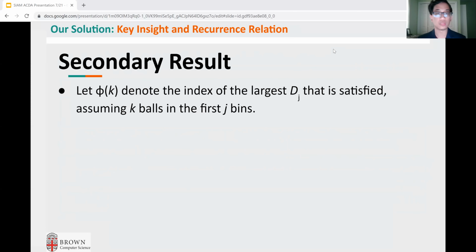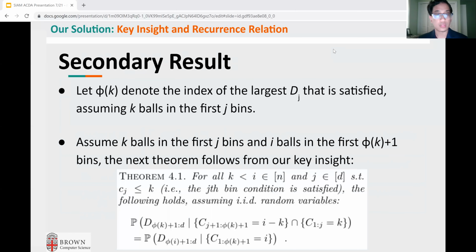And from this insight, we can derive an important corollary, which our recurrence relation builds upon. So let phi of k denote the index of the largest bin condition d sub j that is satisfied, assuming that there are k balls in the first j bins. Then, the probability of satisfying the unsatisfied bin conditions phi of k plus 1 through d is equal regardless of conditioning on either the distribution of balls in the first j bins and the next phi of k minus j bins, versus just the total number of balls in both sets.